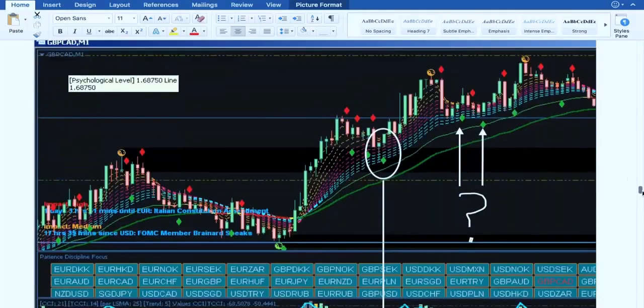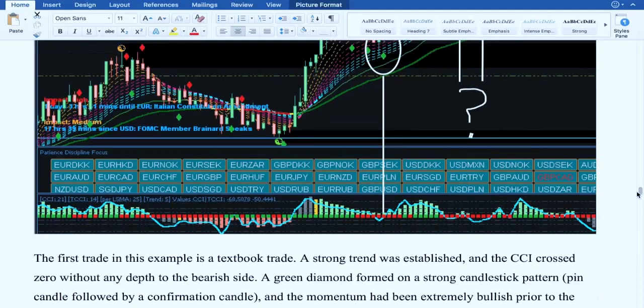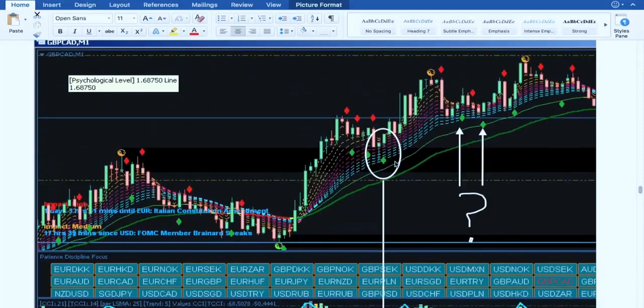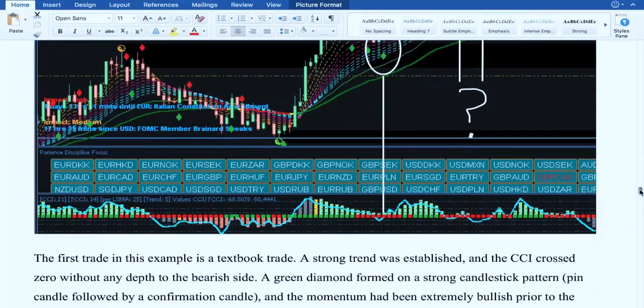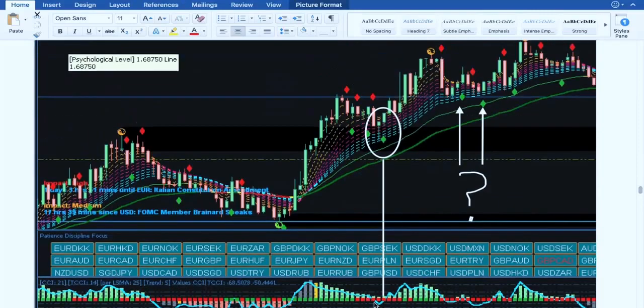And likewise, here is another example. As we can see in this example, there's a pin candle followed by a confirmation candle. That's a strong candlestick pattern. The CCI crossed zero in a strong bullish market. And so then you would place a call at the start of the next period, and you would allow yourself at least 3+ candles. And as we can see, that would have been a win.